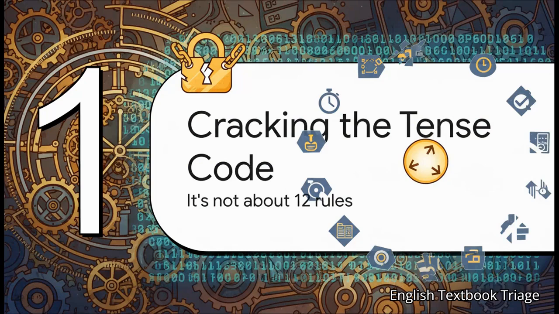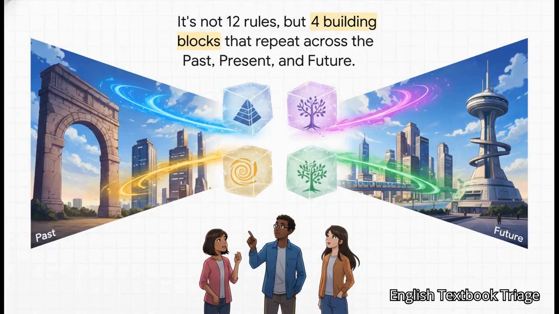That's exactly what we're going to do. We're going to crack the tense code. The big secret here is to stop thinking about 12 separate rules and instead start looking for a few simple patterns that just repeat themselves. And here it is, the secret weapon. It all comes down to just 4 core building blocks.